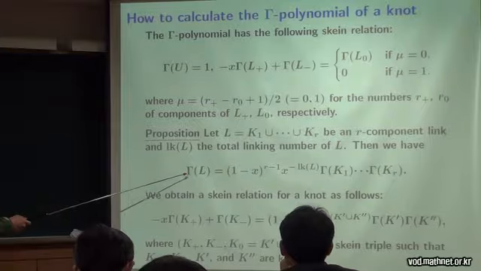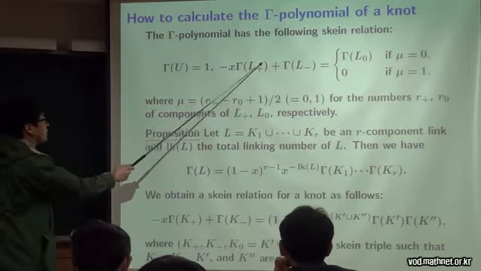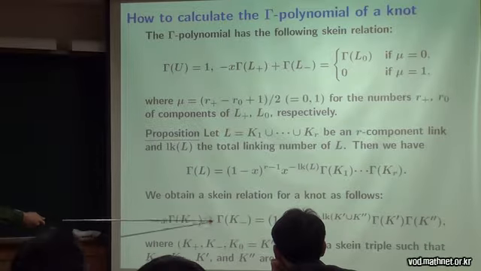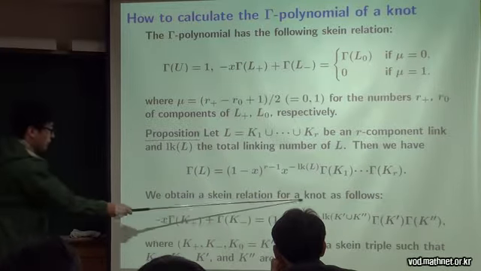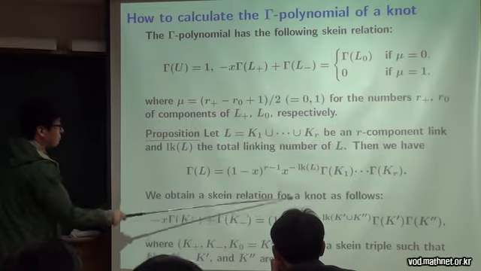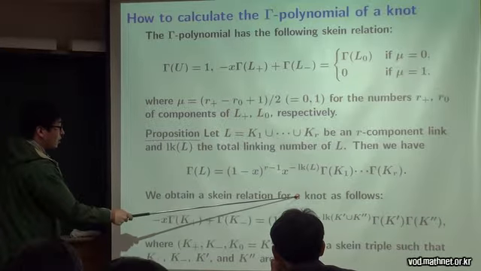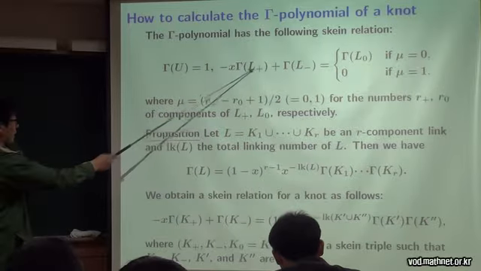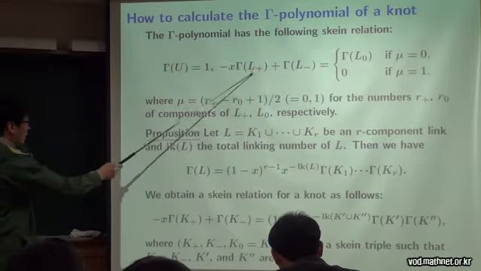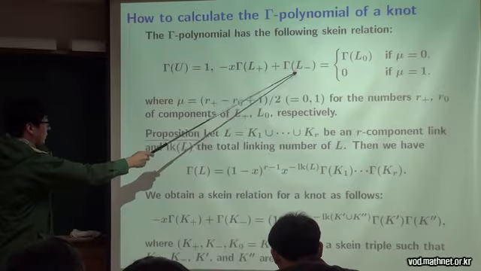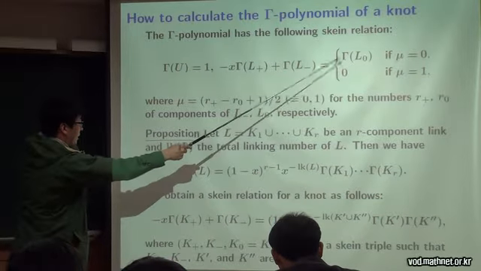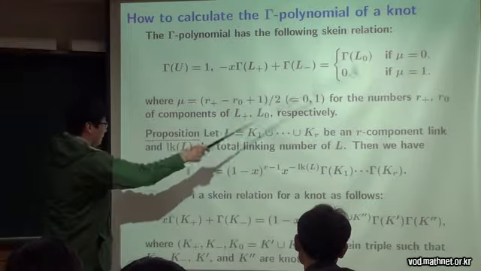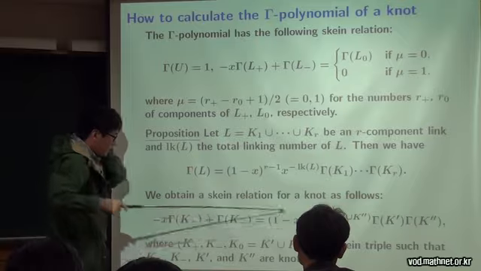So by applying this skein relation and this property, we obtain this special skein relation for knots. In the knot case, L plus and L minus are also knots, but L0 is a two-component link. So we apply this proposition to this two-component link. So we obtain this part.